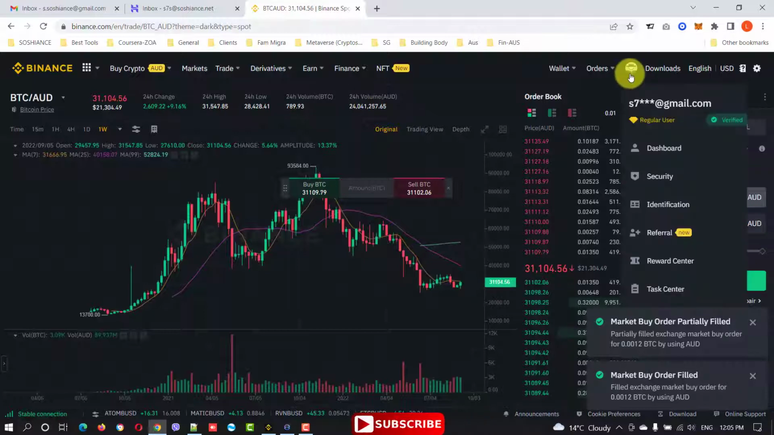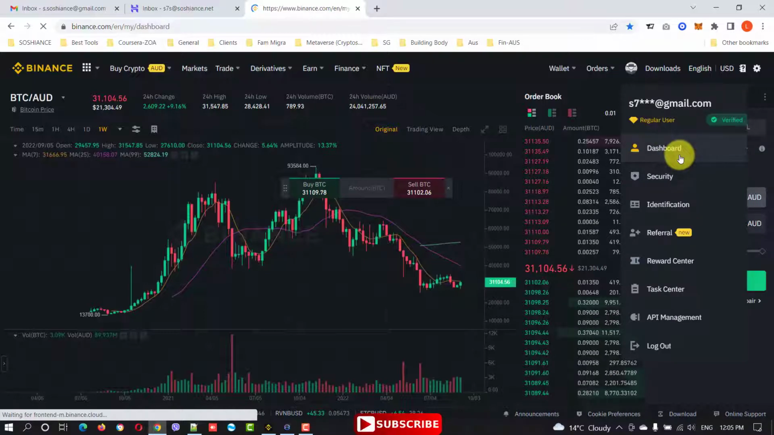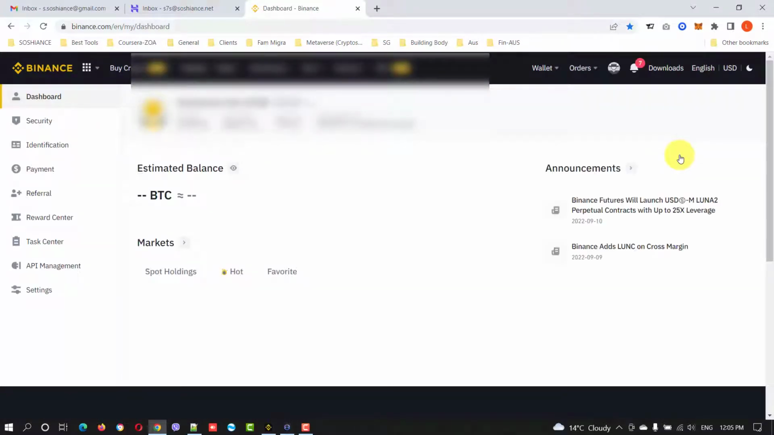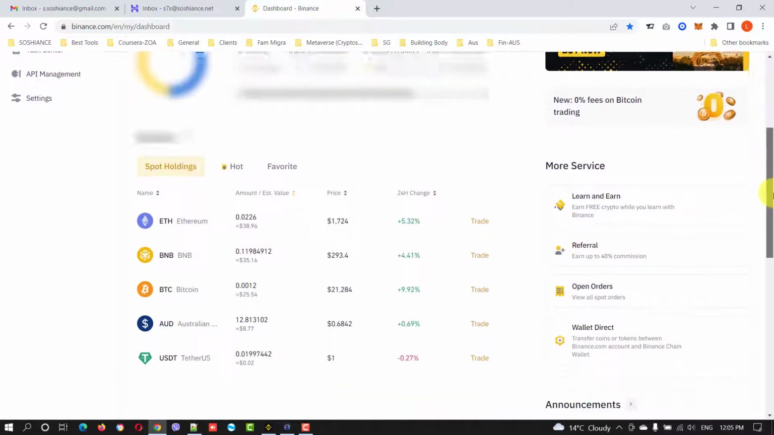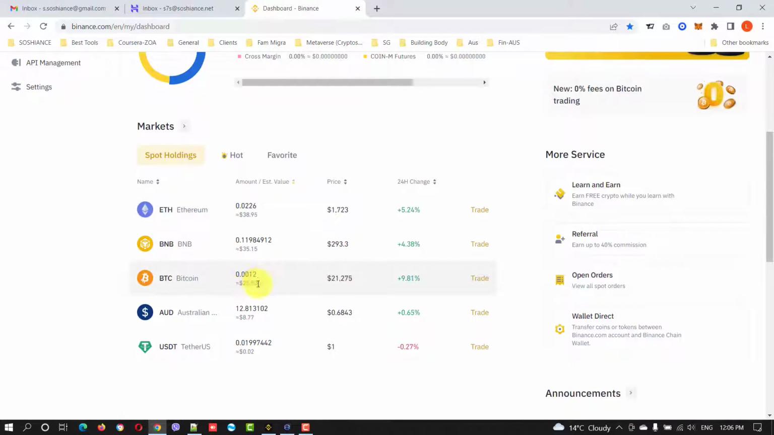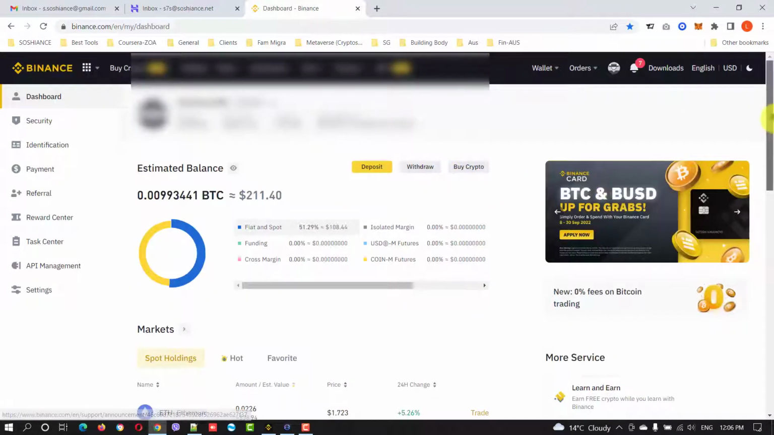Just now go back to your dashboard. And here you can see that I have this much Ethereum, around 25 American dollar USD, Bitcoin, which I just bought. Alright, that's all.